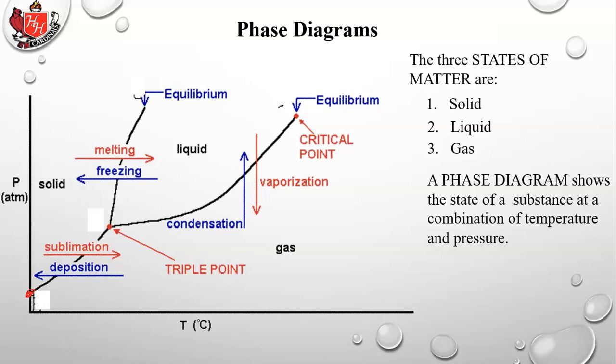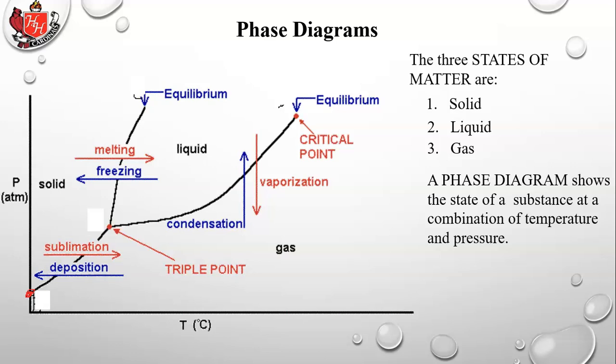Some of the names you're very familiar with, some of them not so much. So if we look at going from solid to liquid, think of water. If water goes from solid, that's ice, to liquid, that's called melting. If it goes from liquid to solid, that is turns to ice, that's called freezing.